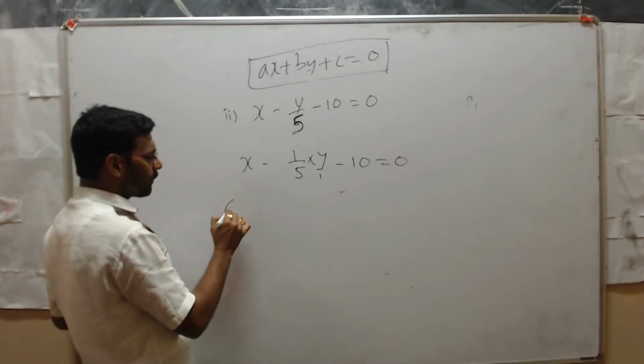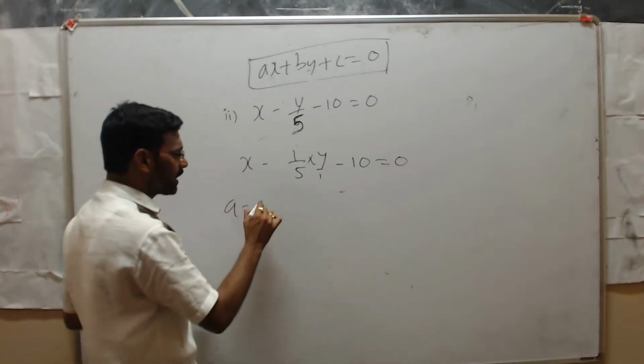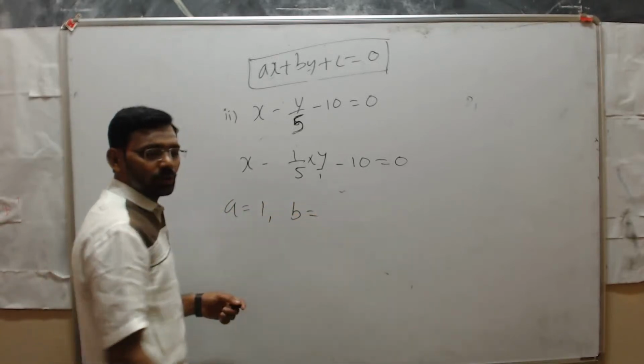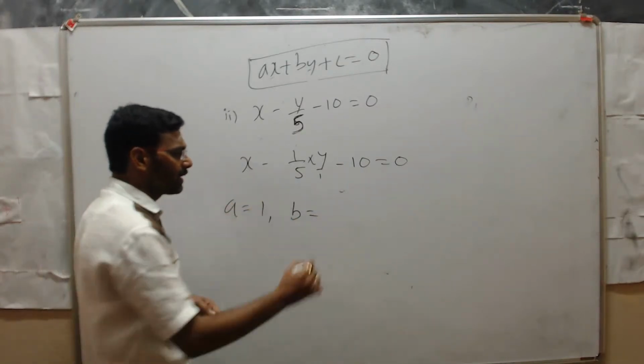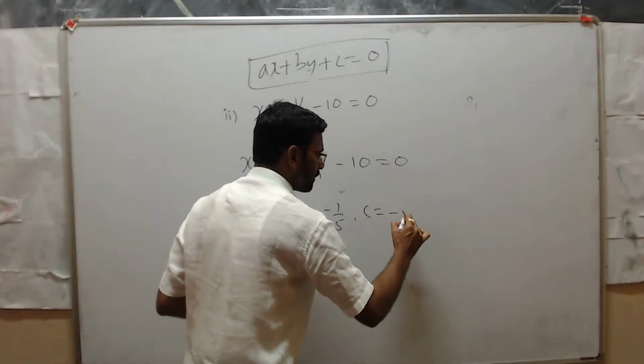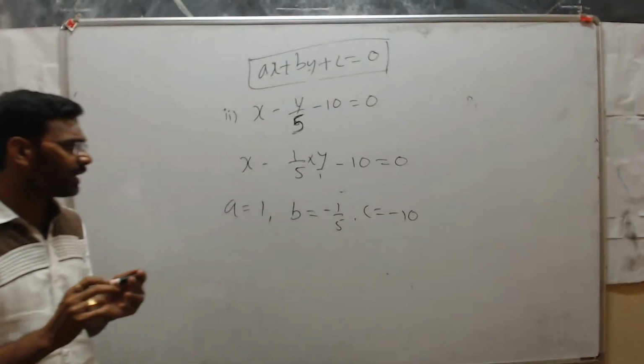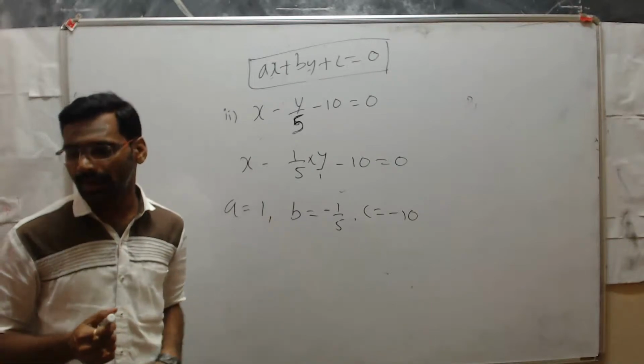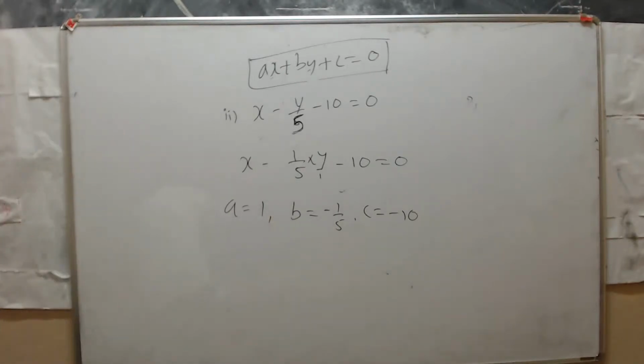Then what is the value of A? A is nothing but coefficient of x. A value is 1. B is nothing but coefficient of y. What is the value of B here? Minus 1 by 5. What is the value of C, the constant term? C value is minus 10. Therefore A value is 1, B value is minus 1 by 5, C value is minus 10.